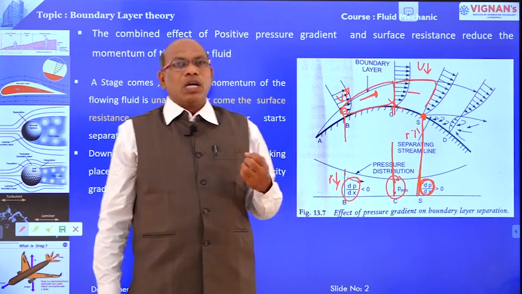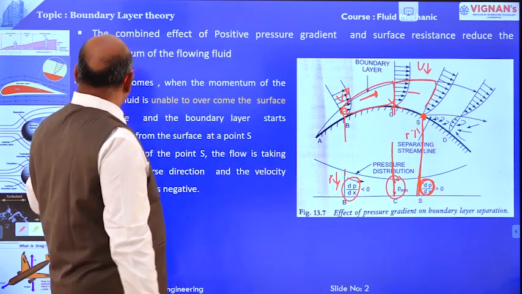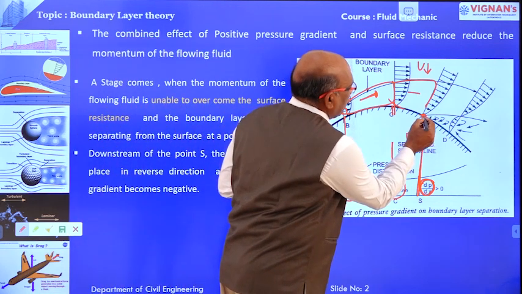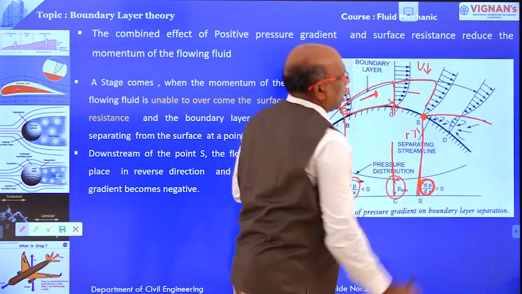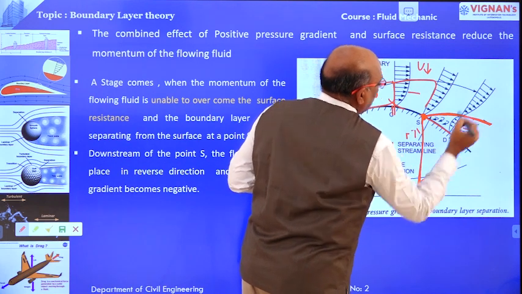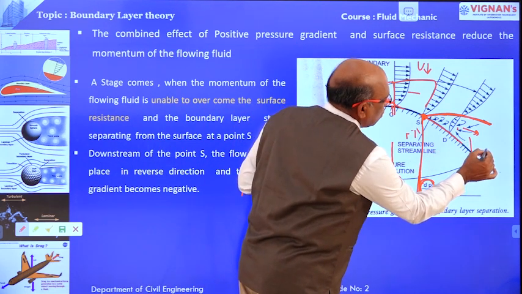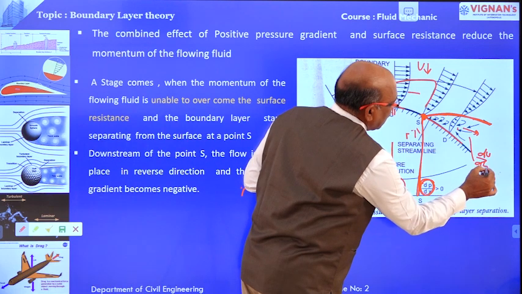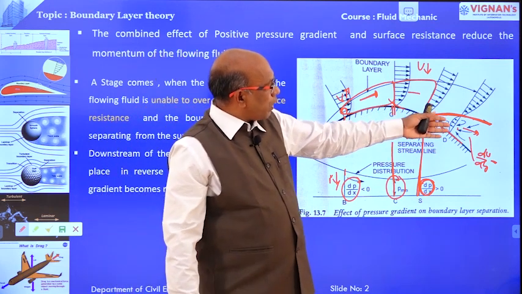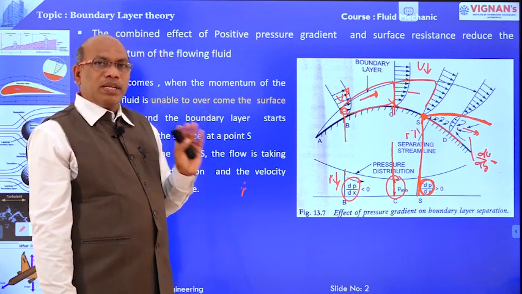At a certain point, the momentum of the flowing fluid is not able to resist the surface and the boundary layer starts separating from the point S. Automatically the boundary layer is separated from the point S like this. Beyond the point S, the flow in this boundary layer is reversed. Automatically the velocity gradient in this zone, du by dy, is negative, because the flow beyond the point S is in the reverse direction. This is about the boundary layer separation.